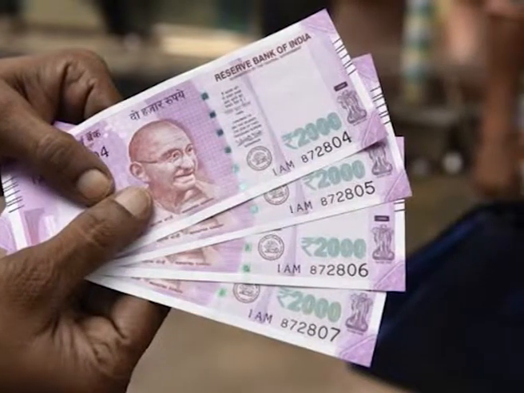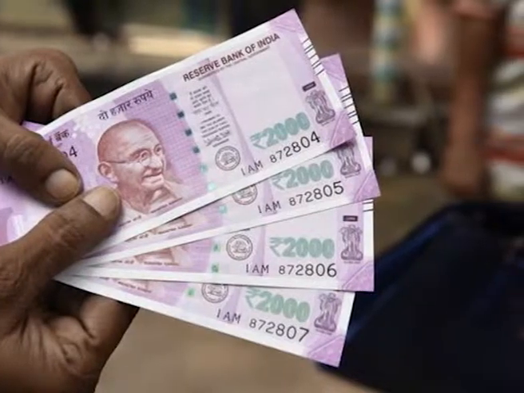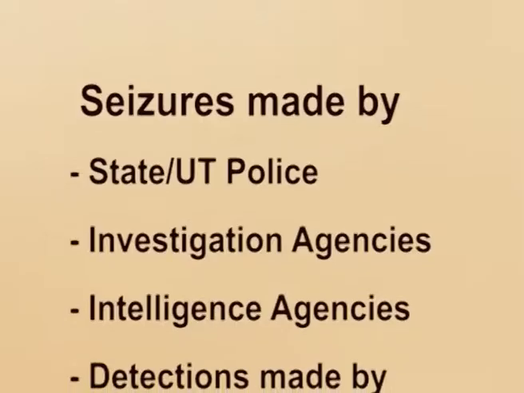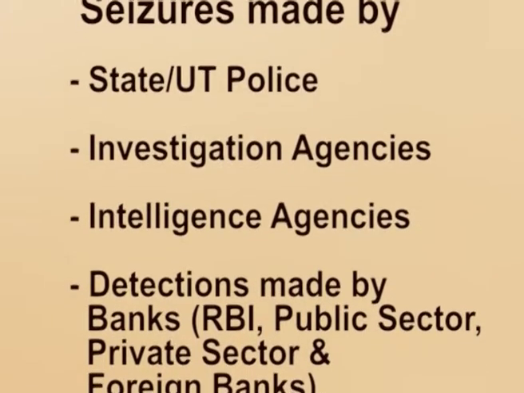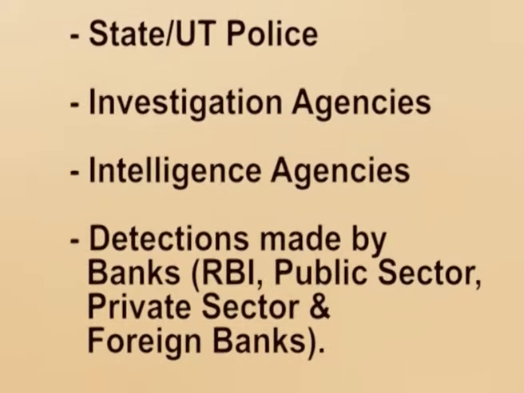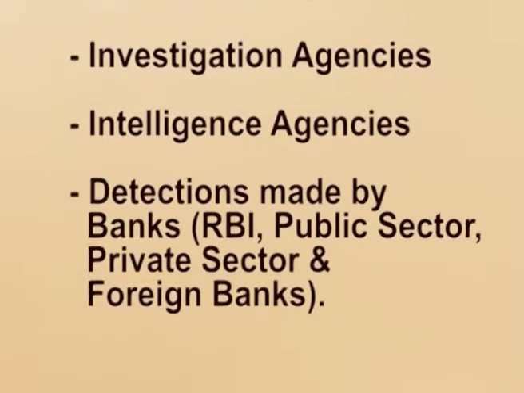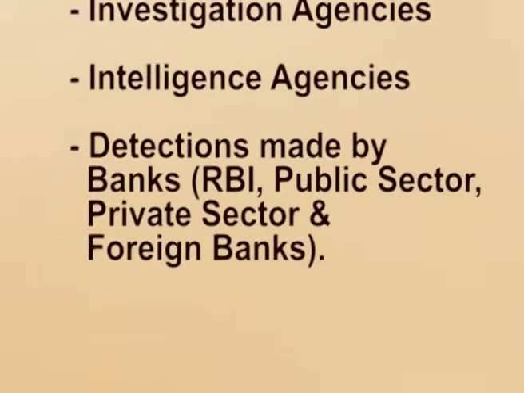Fake Indian Currency Note System, FICN. It is an online system for compilation of fake Indian currency data. Police, banks, investigating agencies, other intelligence agencies and ministries are stakeholders of this system. NCRB created a national level database and developed and deployed web-enabled software for online recording and reporting of fake Indian currency notes. Seizures made by state and union territory police, investigation agencies, intelligence agencies and detections made by banks, RBI, public sector banks, private sector banks and even foreign banks are recorded.